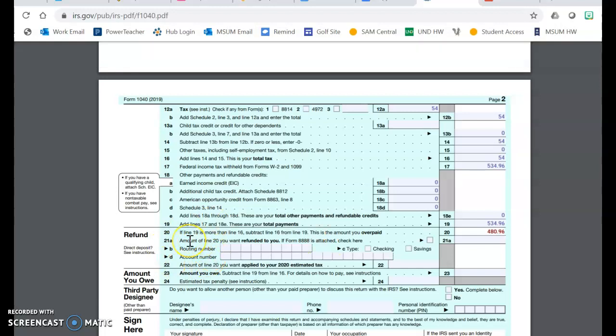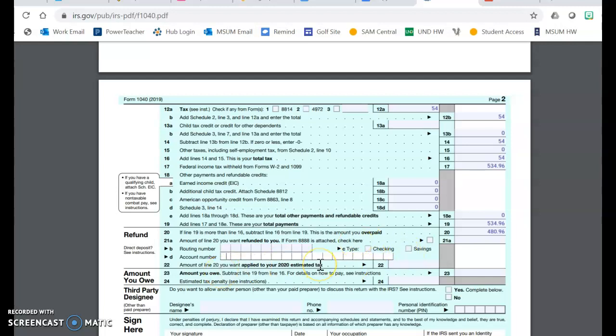These other lines I'm not going to worry about. Right now, if this was an actual refund, you would want to determine how you want it returned to you. So here you put your routing number for your bank and your account number, and you determine which account you want it in, whether it be checking or savings. So that's what you select.